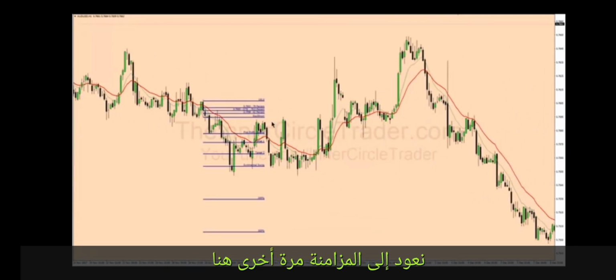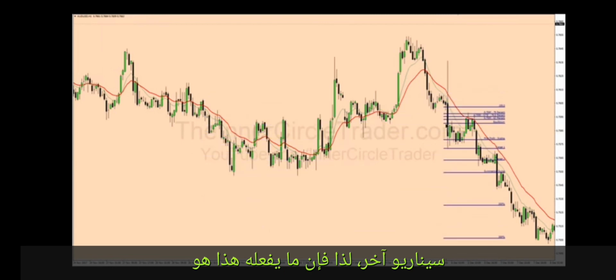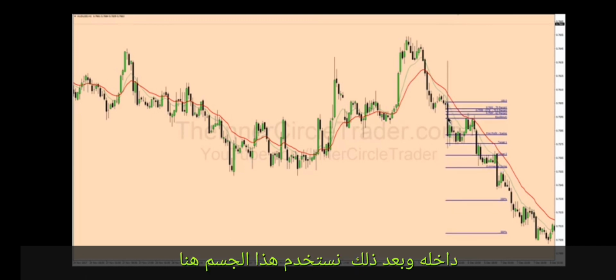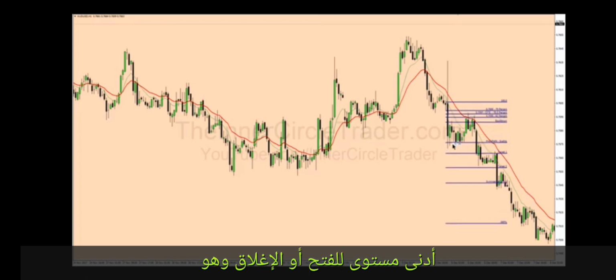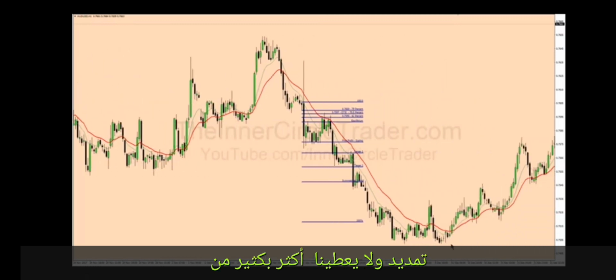Again, right in here, another scenario. So what this does is actually gives us a context to work within. And I'm going to use this body here, and we're going to drag it down to the lowest open or close, which is right there. Optimal trade entry right there. Sell. Beautiful expansion down to symmetrical price swing and 200 extension. And it doesn't give us much more below that before we started consolidating and back above the red line.